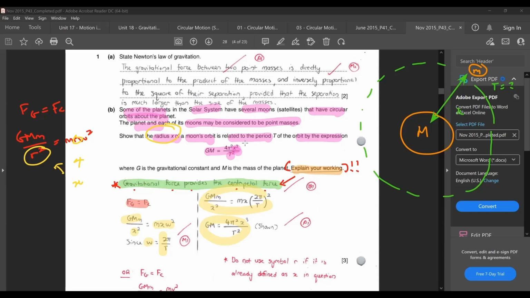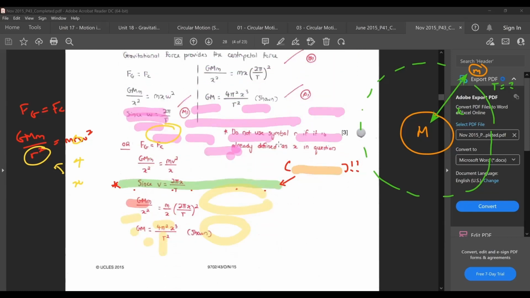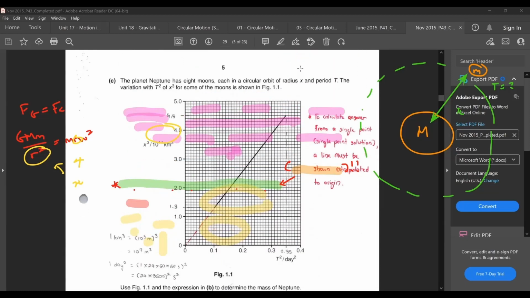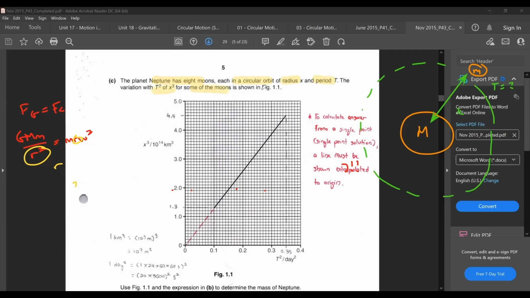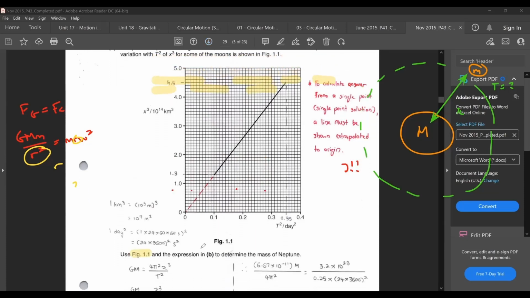Alright, so this is basically the same thing as what we've just done. Okay, the next page will be slightly different than what we've done. Okay, now if you have a look at that, they're telling you right now, planet Neptune has 8 moons, each with circular orbit of radius x and period t. The variation with t squared of x cubed of some of the moons is as shown in figure 1.1. Use figure 1.1 and the expression in B to determine the mass of Neptune.